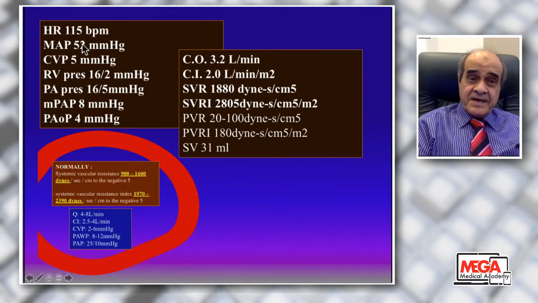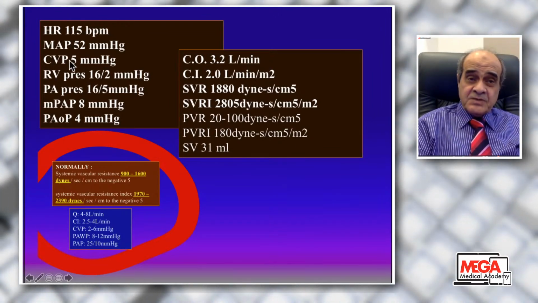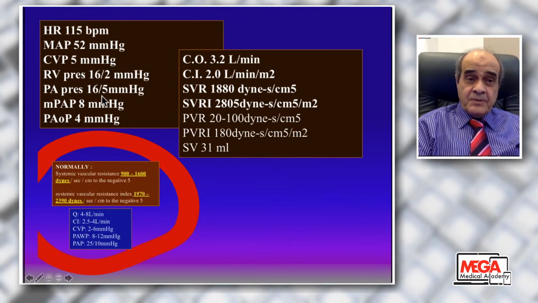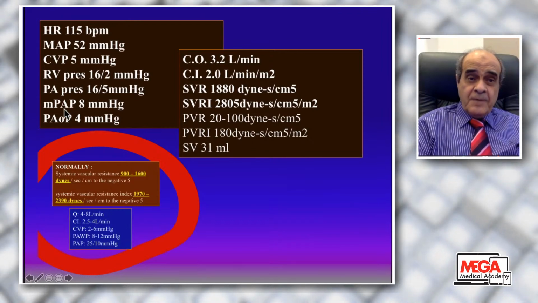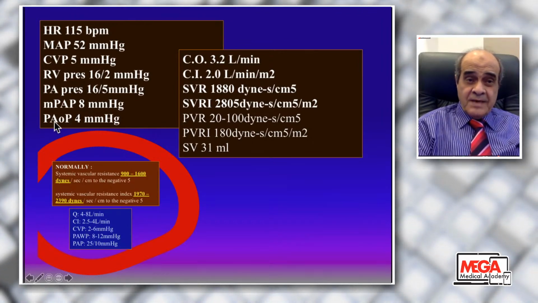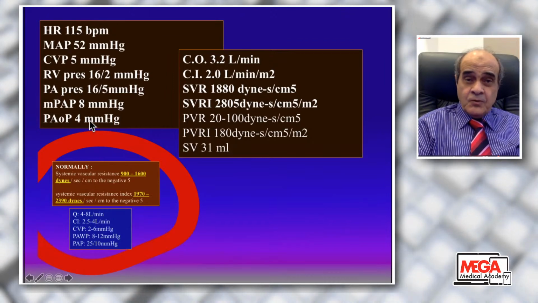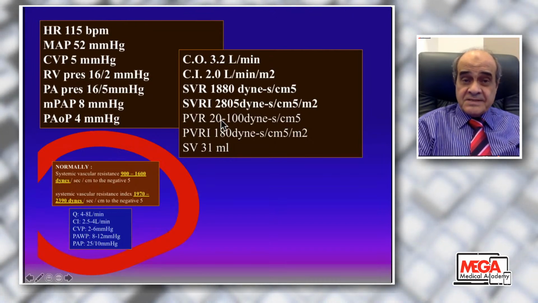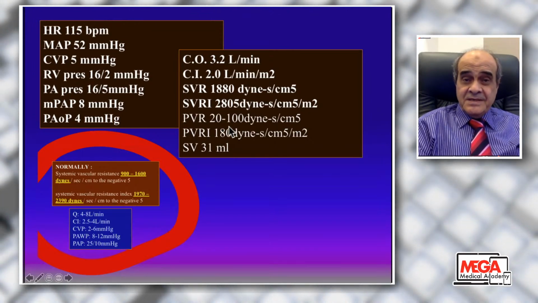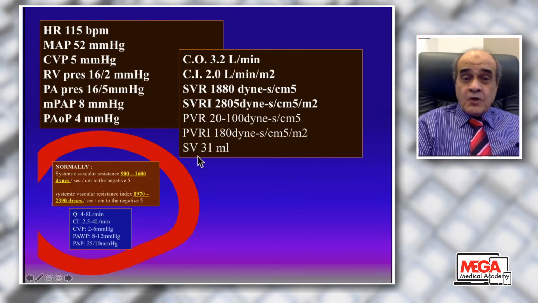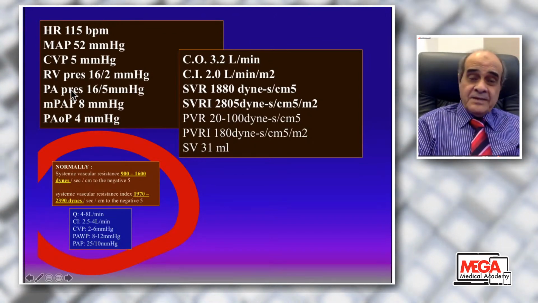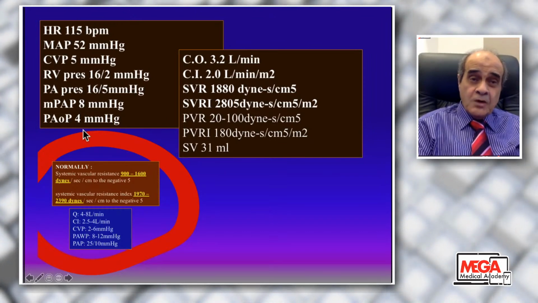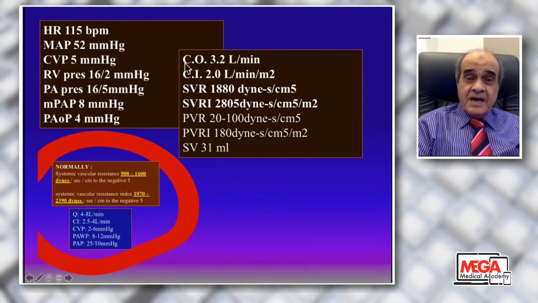Heart rate, patient tachycardic, mean pressure is low, CVP is low, right ventricular pressure is low, right pulmonary artery pressure is low also. Mean pulmonary artery pressure is low normal, pulmonary artery occlusion pressure 4, low normal. Cardiac output is low and also cardiac index. Systemic vascular resistance is high. Pulmonary vascular resistance is normal. Stroke volume is low, 31 milliliters. So there is a filling problem. All the right filling pressures are low, and the cardiac output is low.